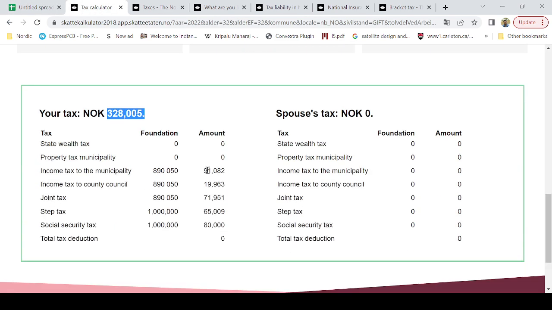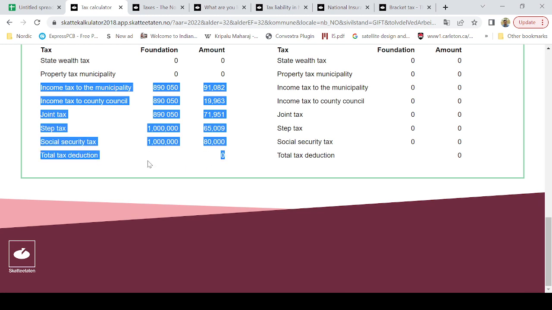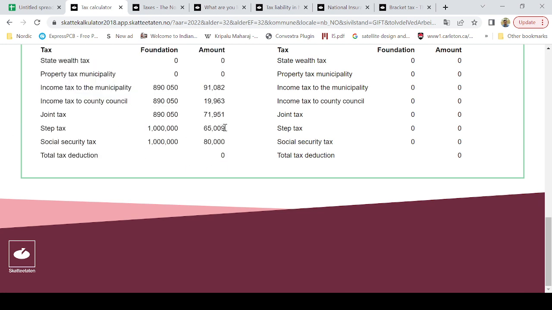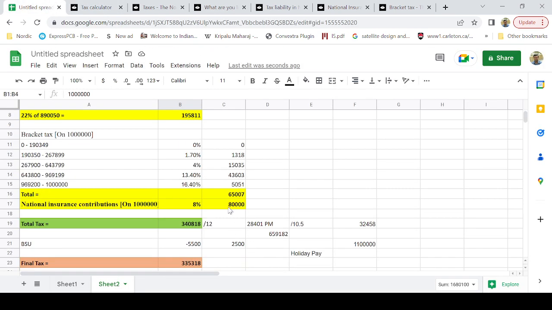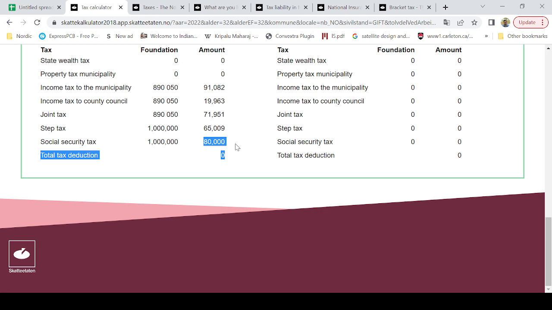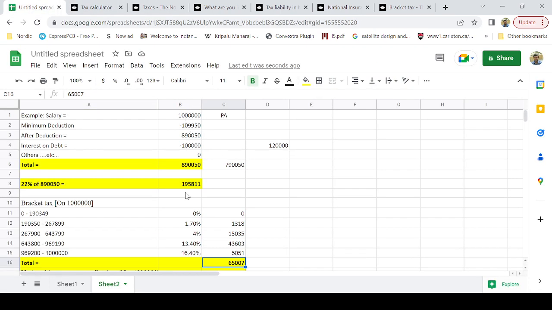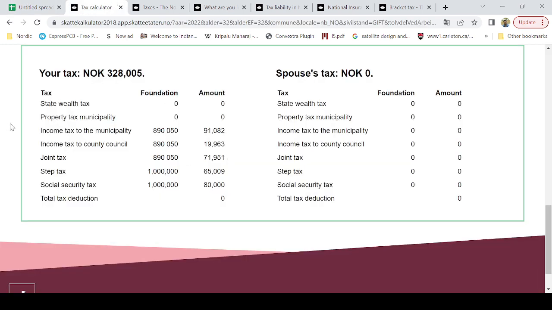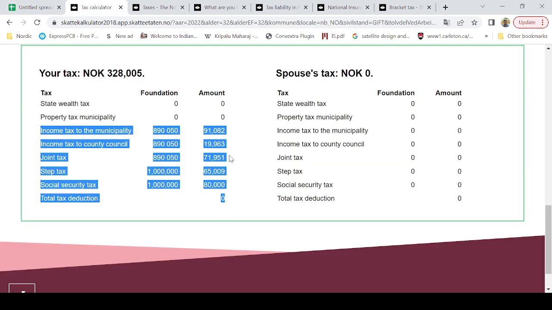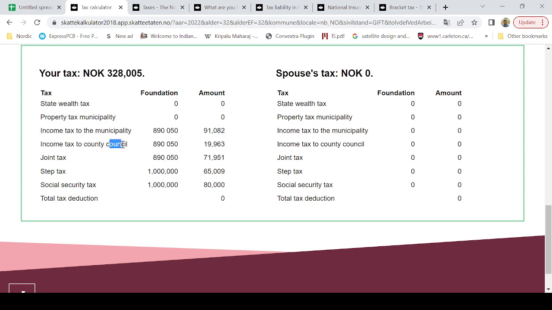So basically what they do here is, if you see this one, right? This is the step tax as we calculated, and this is the social security contribution 80,000 which we calculated here, right? We calculated 80,000 here and 65,007. So you see this step tax here, and then social security tax here, right? And then they have this 22%. This amount gets divided into this joint tax, income tax to councils, and income tax to municipality. So let's add it, see how much it is coming.